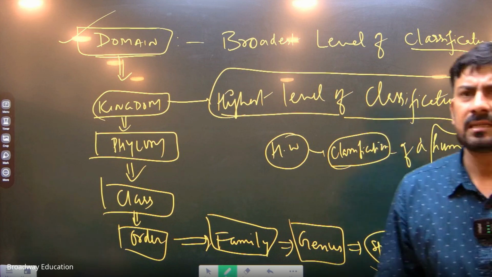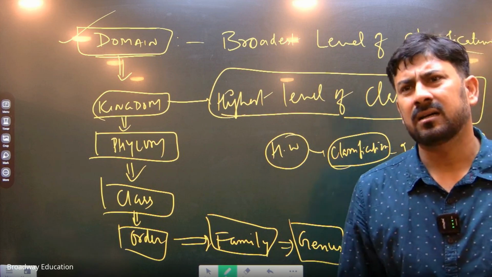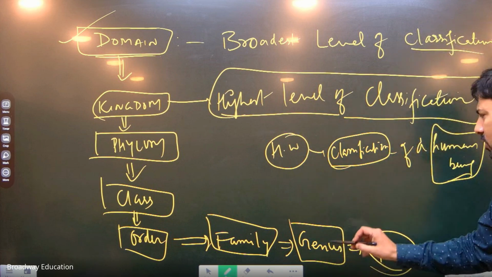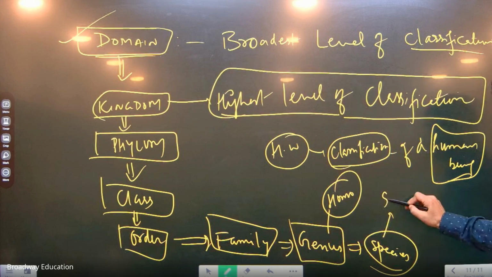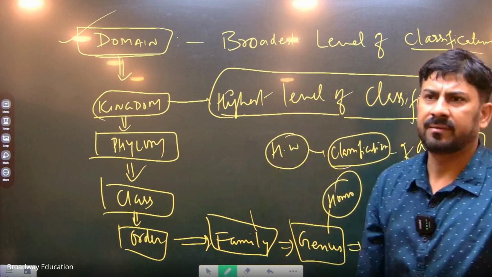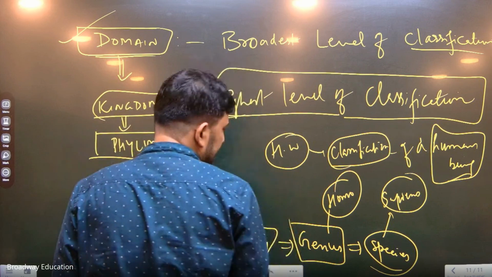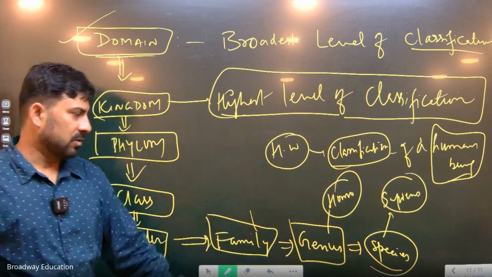Can you do that? Easy, right? You can do it, right? Let me help you. Genus is Homo and the species is Sapiens. Remaining you put and show me. Can you do that? Okay. Please do and come tomorrow. This is important. Now, friends, can I move ahead? Okay.